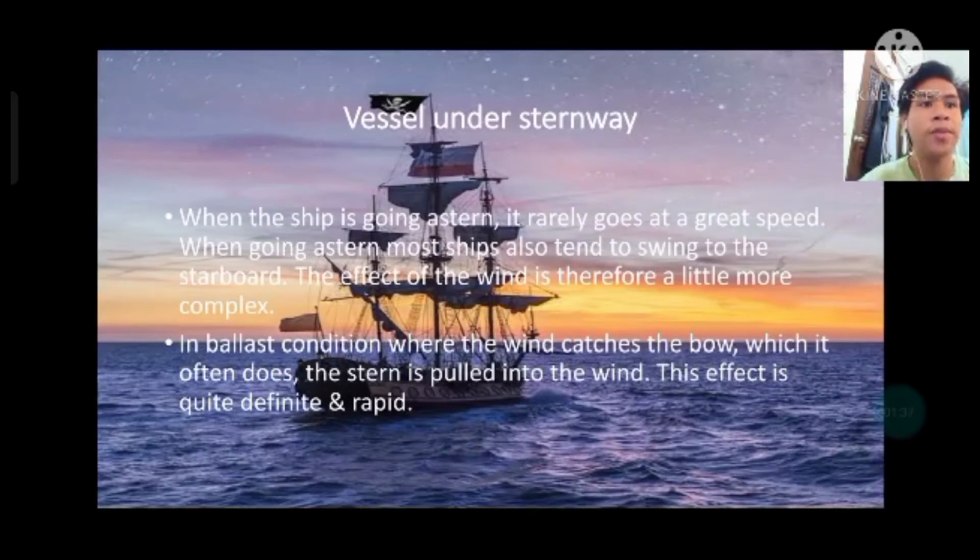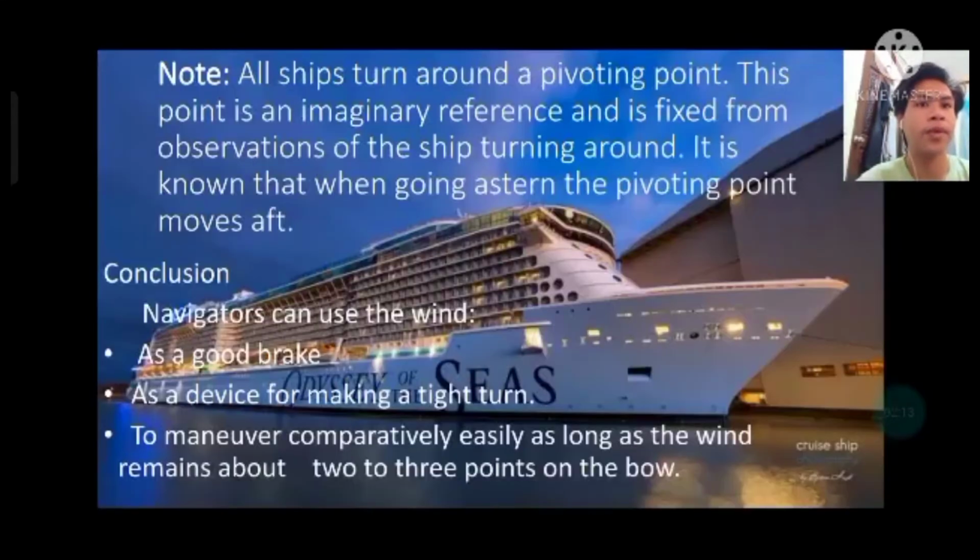Vessel under sternway. When the ship is going astern, it rarely goes at great speed. When going astern, most ships tend to swing to starboard, and the effect of the wind is therefore a little more complex. In ballast condition, where the wind catches the bow, which it often does, the stern is pulled into the wind. This effect is quite definite and rapid.